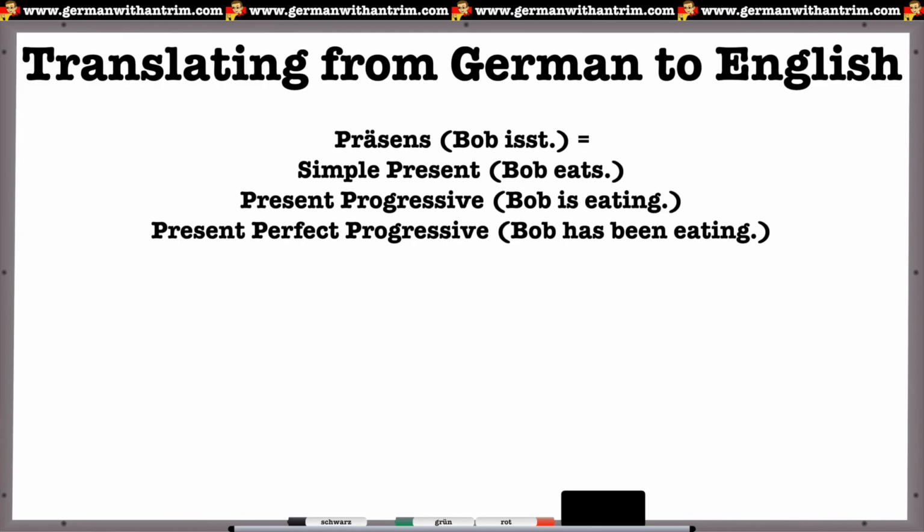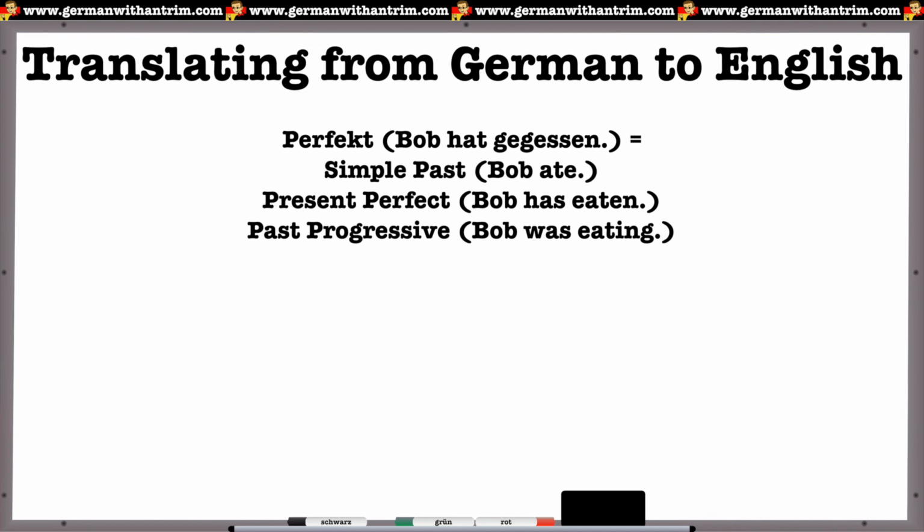Now that we've talked about all 12 tenses in English and all 6 tenses in German, let's take a look at how we can pair them up when translating. Präsens, Bob isst. Simple present, Bob eats. Present progressive, Bob is eating. Present perfect progressive, Bob has been eating. Perfect, Bob hat gegessen. Simple past, Bob ate. Present perfect, Bob has eaten.